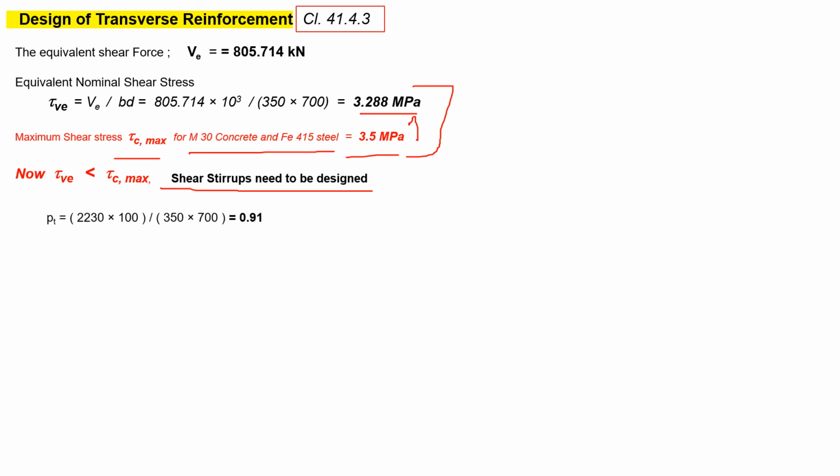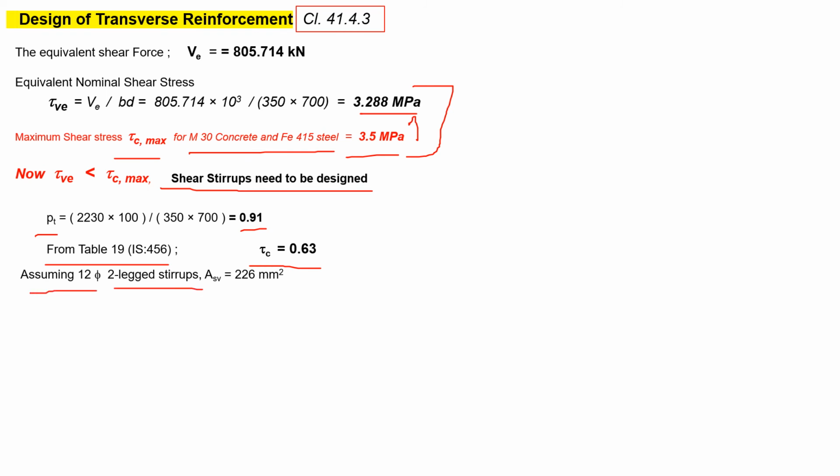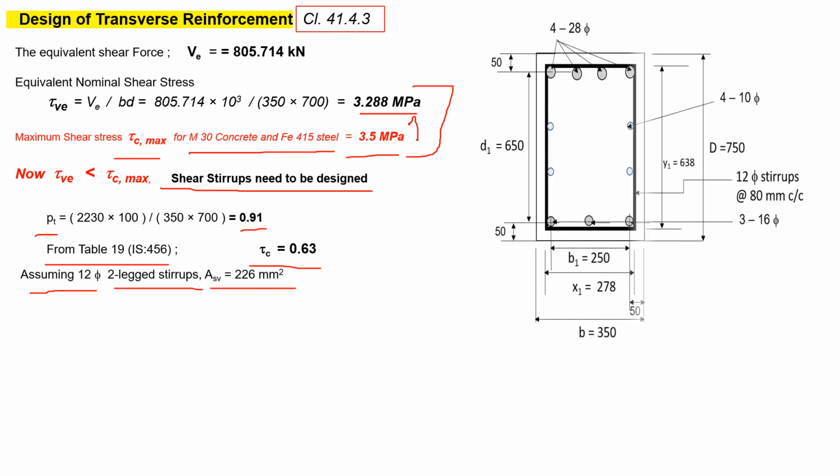Now the next step is, first of all, we have to calculate the percentage of steel provided. It comes out to 0.91. And from Table number 19, we are getting the value of tau C. So tau C comes out to be 0.63. Let us assume that we will be providing 12 mm dia, 2 leg stirrups. So for one stirrup, the area ASV comes out to be 226 millimeter square.